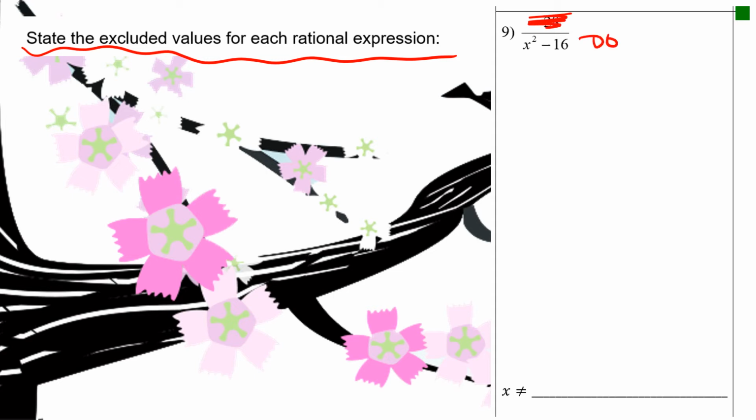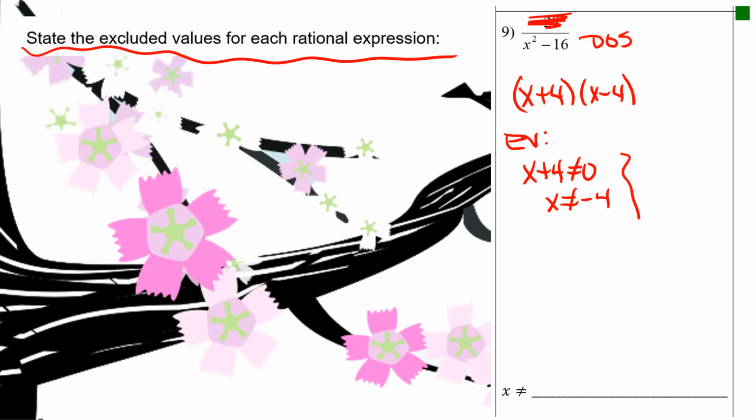Again, we're just stating the excluded values, so we don't care about the numerator. I'm going to factor the denominator using the difference of squares. It's x plus 4, x minus 4. And when I find the excluded values, I say x plus 4 can't equal 0, so x can't equal -4. And I find x minus 4 can't equal 0, so x can't equal 4.